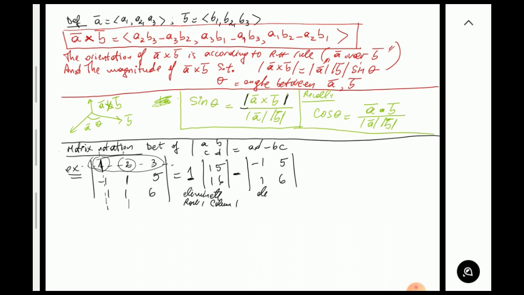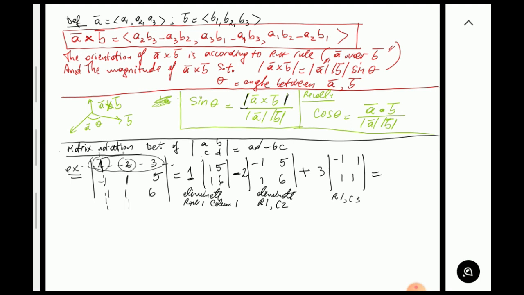Here you eliminate row 1, column 2. Alternate signs again, now it's plus 3. Oh, I forgot to put 2 here, sorry about that. You take the element on that row and multiply by the remaining determinant. So 1 times 2, and then plus 3 times, now you're going to eliminate row 1, column 3, so you're left with minus 1, 1, 1, 1.